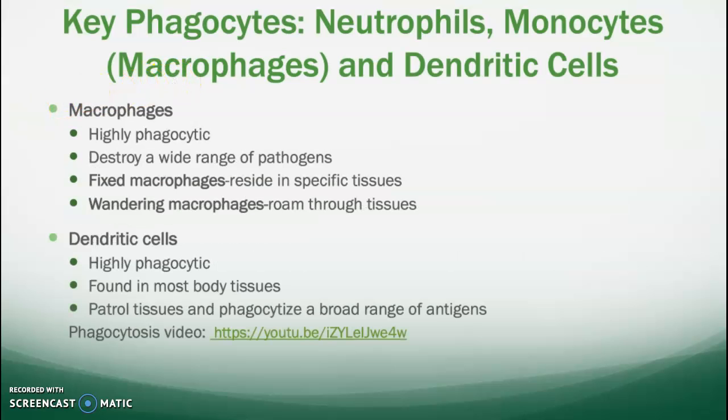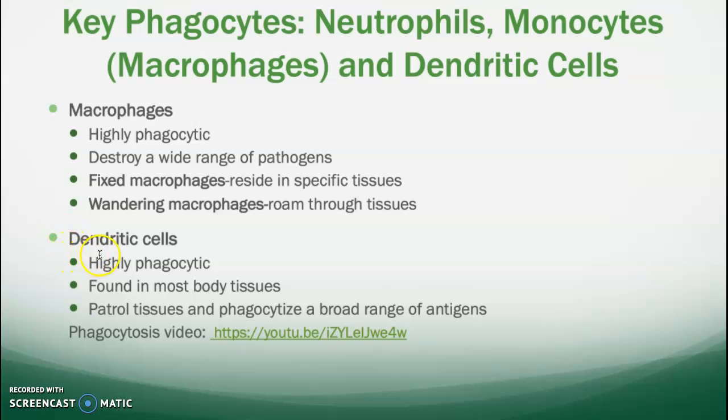So macrophages are highly phagocytic, so they'd be found all over in the tissues of your body, and they have the ability to destroy a wide range of pathogens. Some of them are what we call fixed macrophages, meaning that they actually reside in some specific tissues. So they might be found in muscle tissue, or maybe they're found in connective tissue. And then we have some macrophages that are actually just moving through the tissues or roaming in the tissues. They're called wandering macrophages. But again, their whole job is to look for these foreign pathogens and to phagocytize them, basically ingest them and break them down.